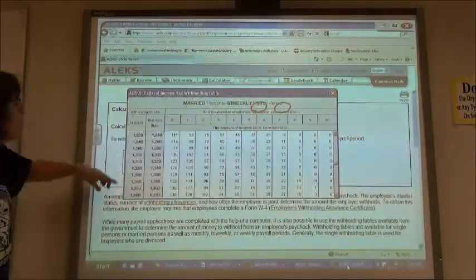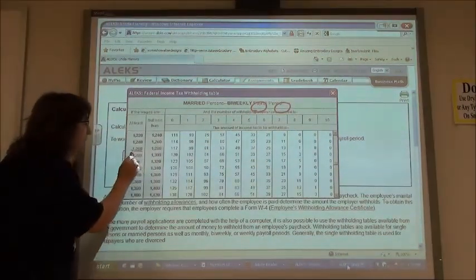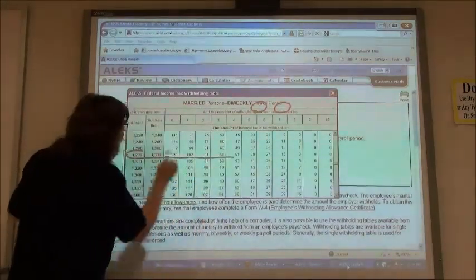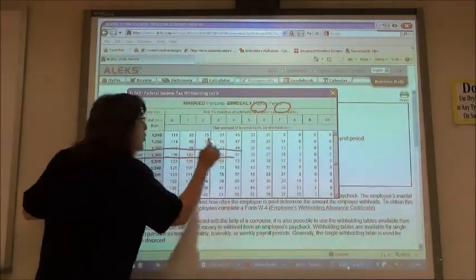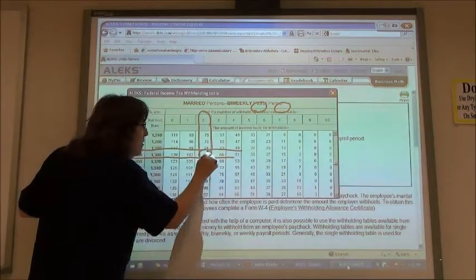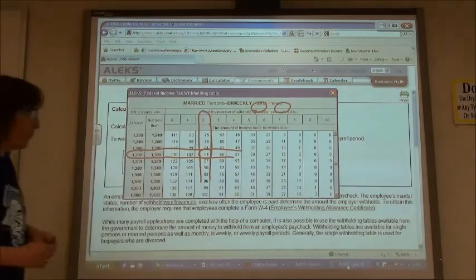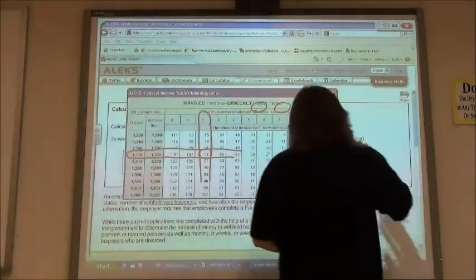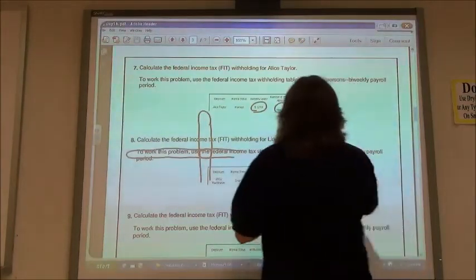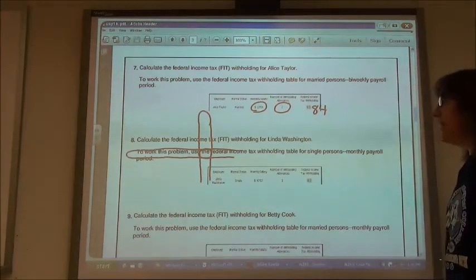You're going to look for the $1,289. So $1,289 would be between $1,280 and $1,300. So we're looking here. 2 withholdings, so we're going here. And where they intersect right here, $84. So your federal income tax withholding for this person would just be the $84. So if I go back over here, we're just going to take the number right off the table, which is going to be the $84.